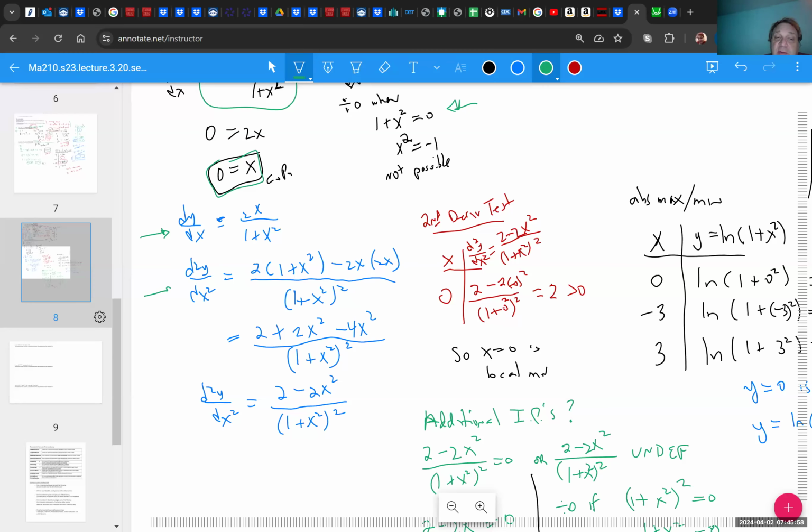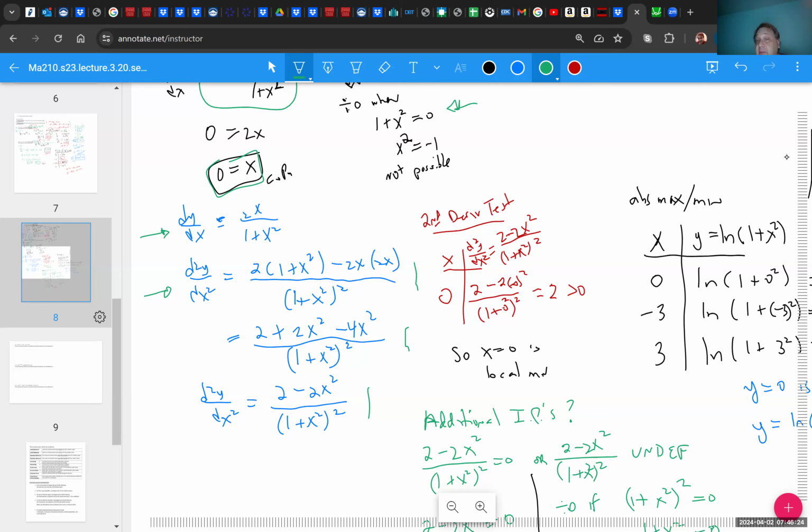To find the second derivative, I have a function on the top, a function on the bottom. I use the quotient rule. So derivative of the top times the bottom minus derivative of the bottom times the top over the bottom squared. And that gives me this messy stuff, which I simplified down to be 2 minus 2x squared over 1 plus x squared, all squared.